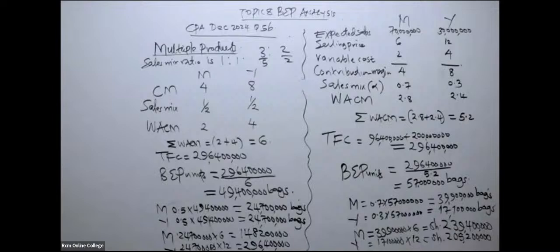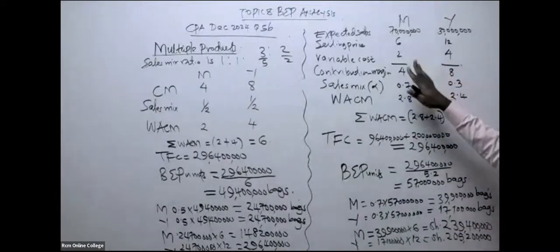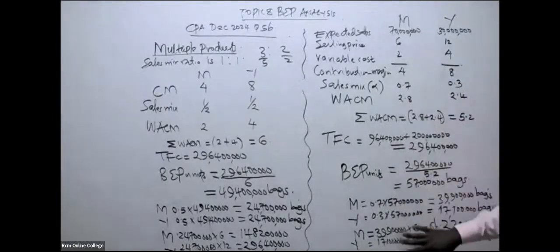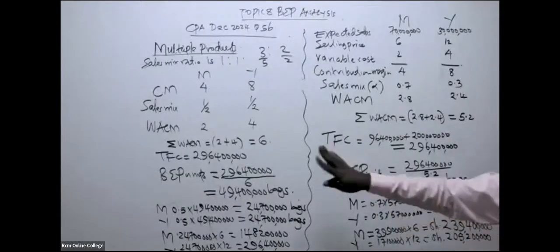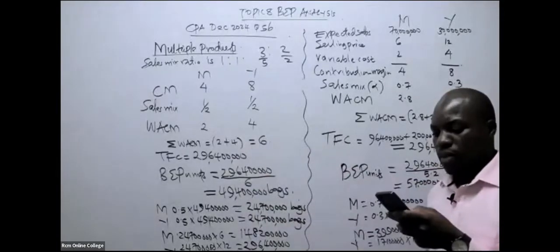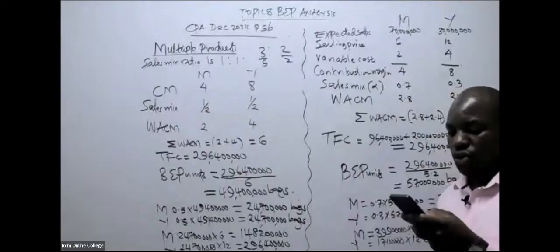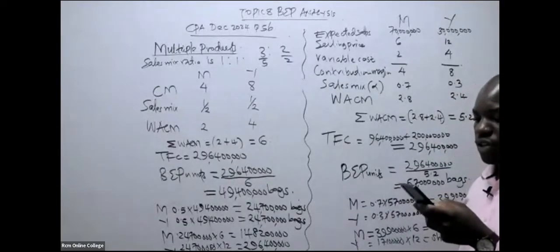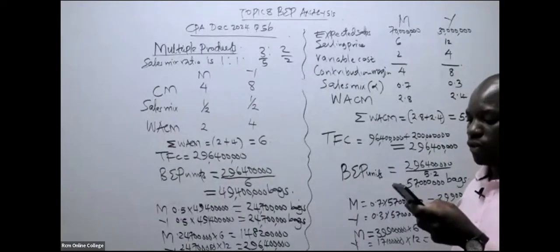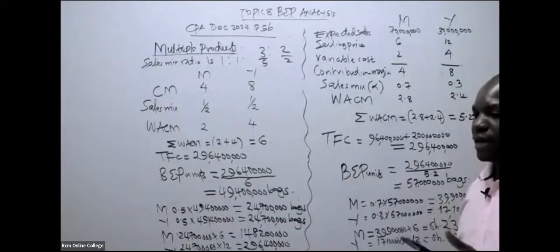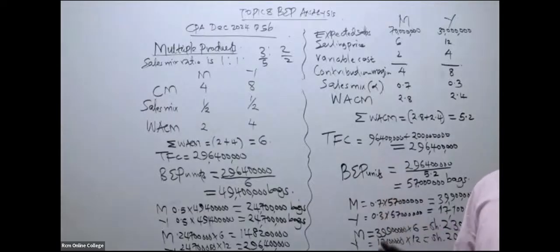Then Roman 3, current margin of safety. Of course, we get our margin of safety by use of the original figures, right? Then Roman 4, sales units required to earn a profit of 299 million at the current sales mix ratio.